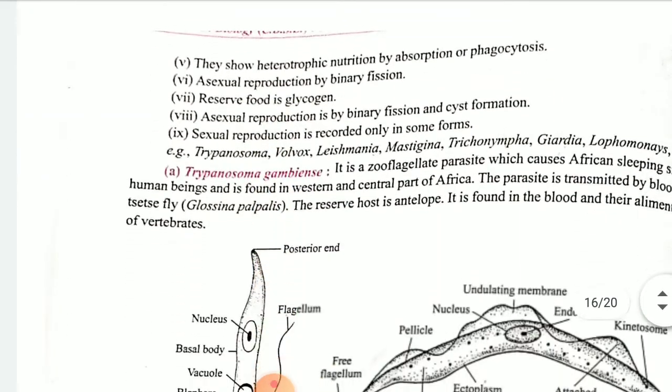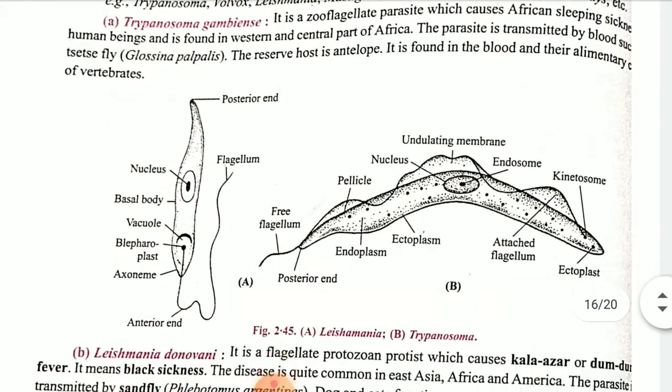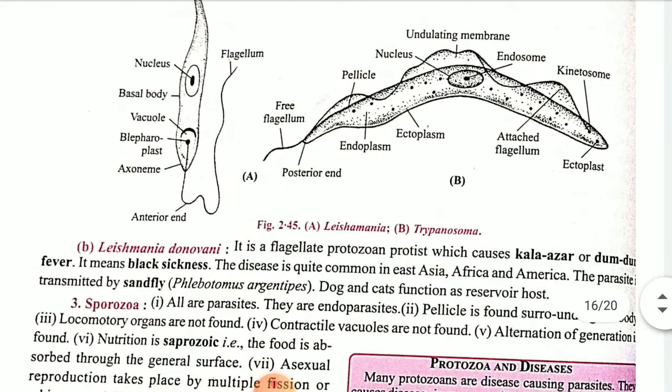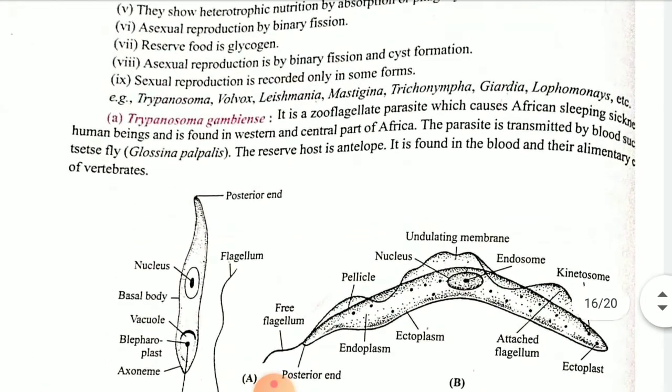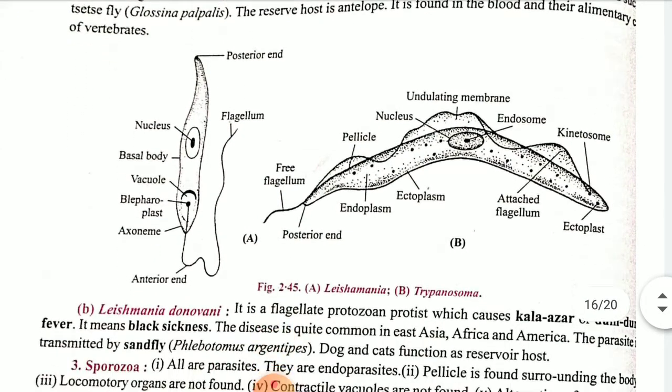Okay, children. Next, some disease-causing ones are there. Black sickness, Leishmania donovani, that is also known as Kala-azar, its common name. Then African sleeping sickness, Trypanosoma gambiense. Very important, all these names, just go through them.